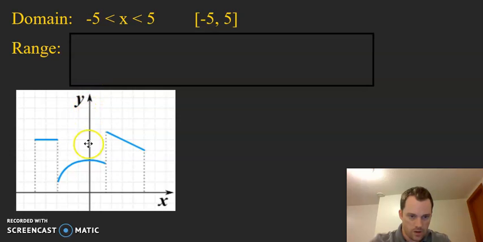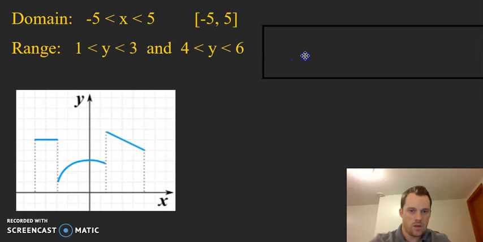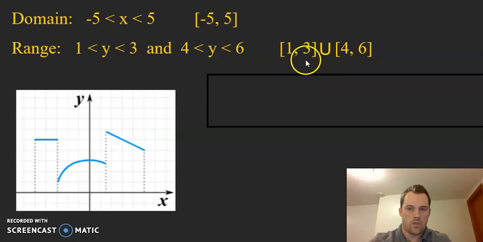And then our range, the lowest point is right here at y equals 1. And so it goes from y equals 1 up to y equals 3. And then there's nothing from 3 to 4. And then we see that we have y equals 4 here up to, we'll just assume that goes up to 6. And the range of this piece is included in this piece, so I don't really need to focus on that. So the range again from 1 to 3, and then again from 4 to 6. So we have those 2 components. And so we have [1, 3] union [4, 6] as our range.